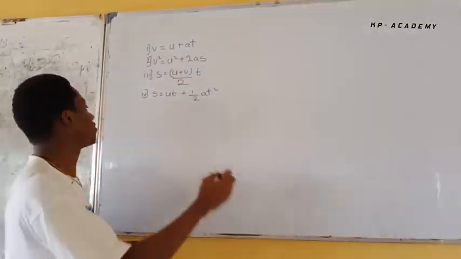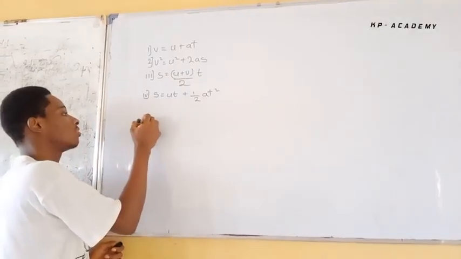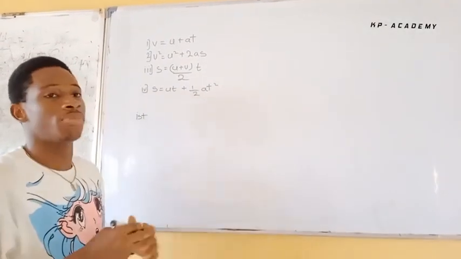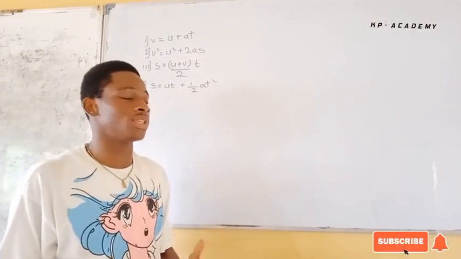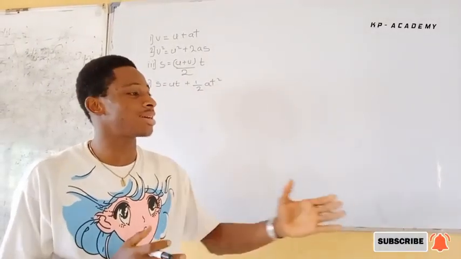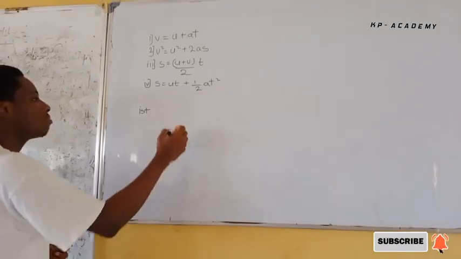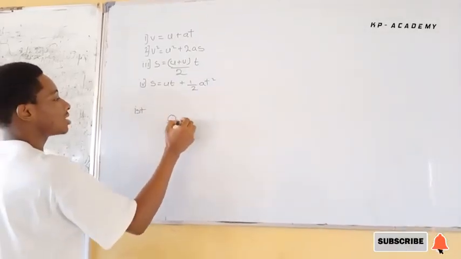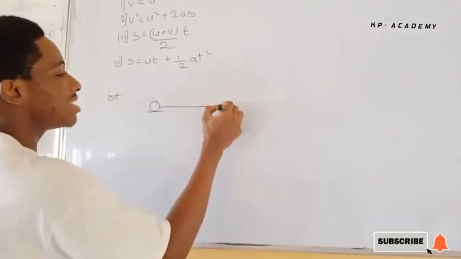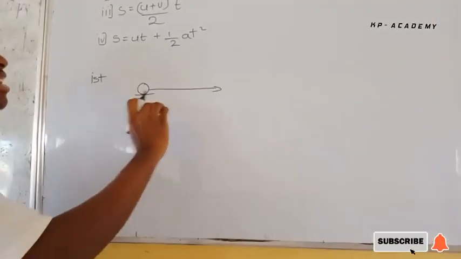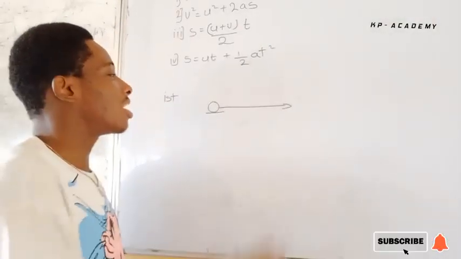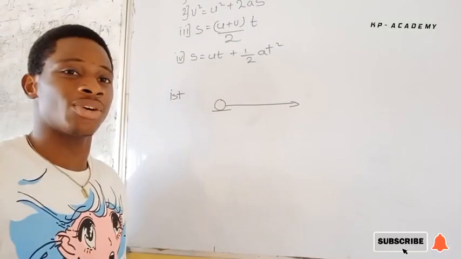Starting out with the first law: it states that every body continues in a state of rest or uniform motion unless acted upon by an external force. This states that everybody on the earth continues in a linear state of motion unless it is acted upon by an external force.